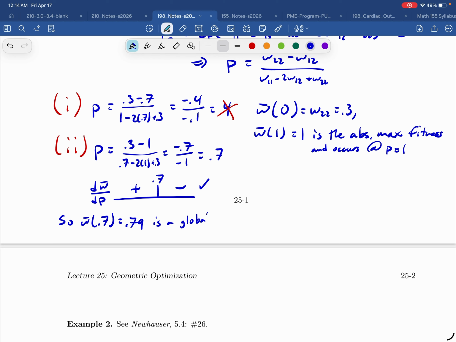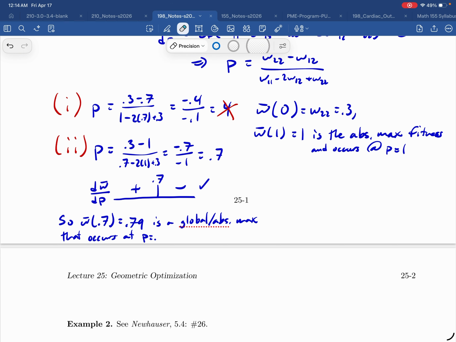So the global or absolute maximum, just to be crystal clear, occurs at P equals 0.7, all right? And that's what we've got.